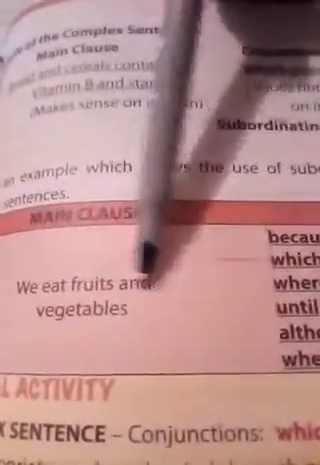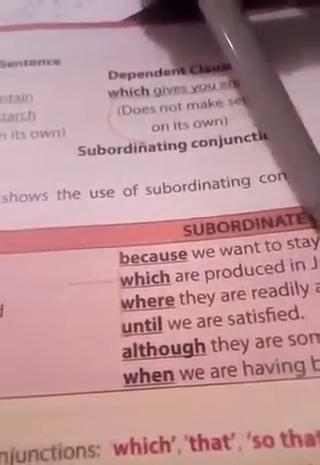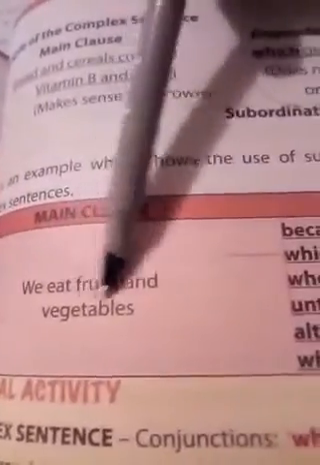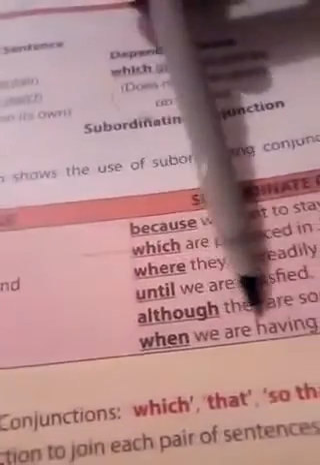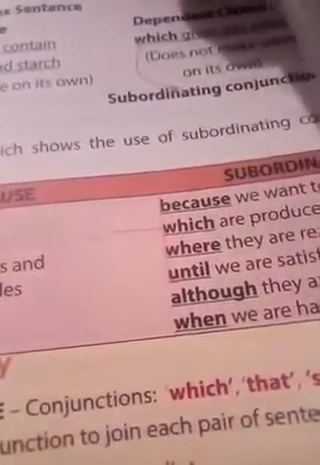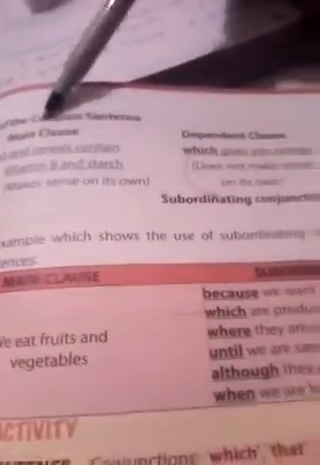sentence. We eat fruits and vegetables where they are readily available. We eat fruits and vegetables until we are satisfied. We eat fruits and vegetables although they are sometimes scarce. We eat fruit and vegetables when we are having breakfast. Those are good examples of complex sentences.